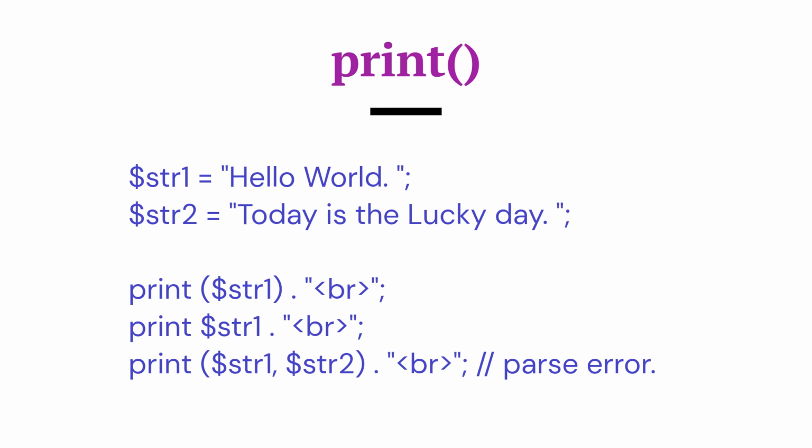Print function writes some text or content to the output. It is doing the same function as the echo function. In the example, print displays the variable $str1 successfully. Also, print can work as a statement. But print cannot display multiple variables and generates a parse error.